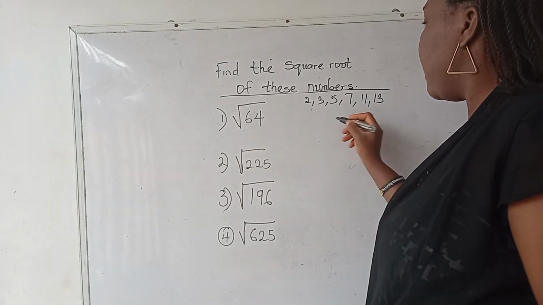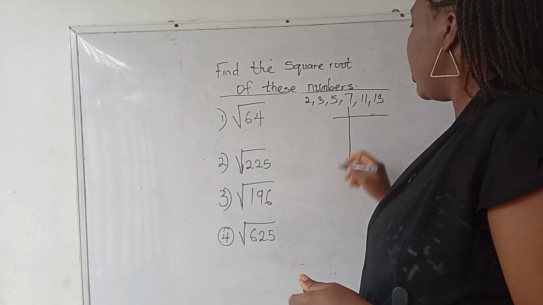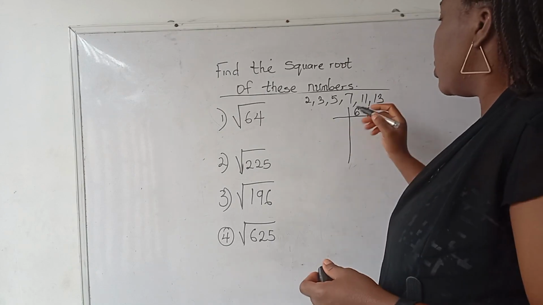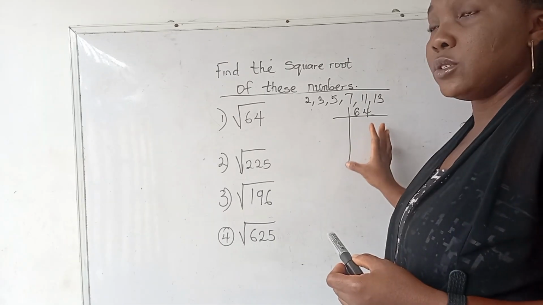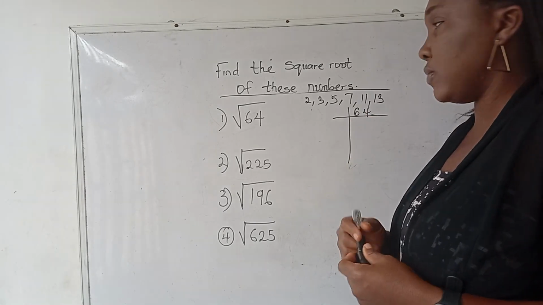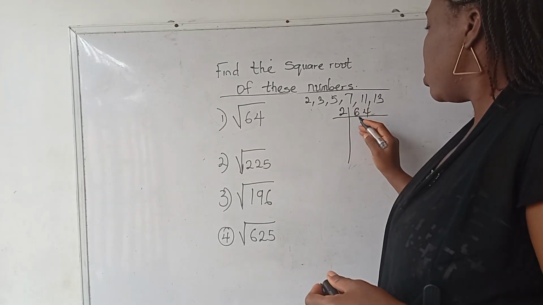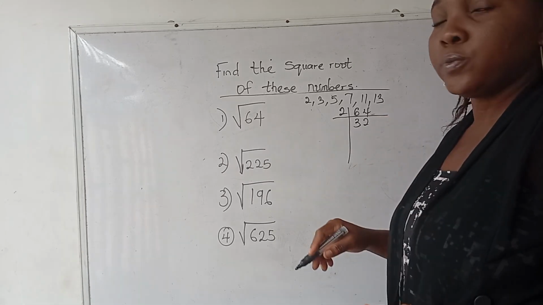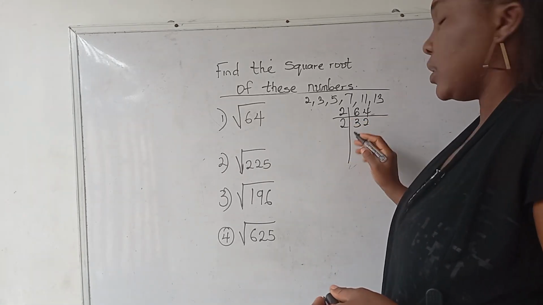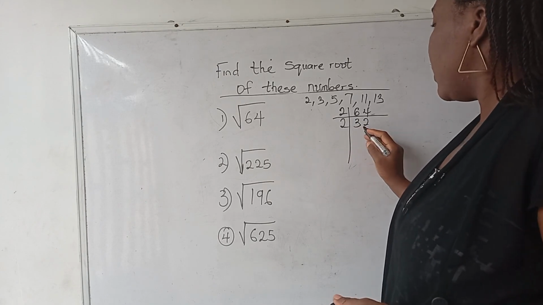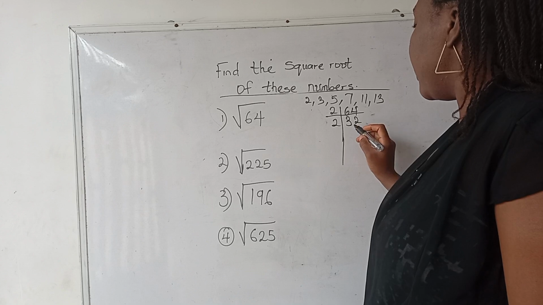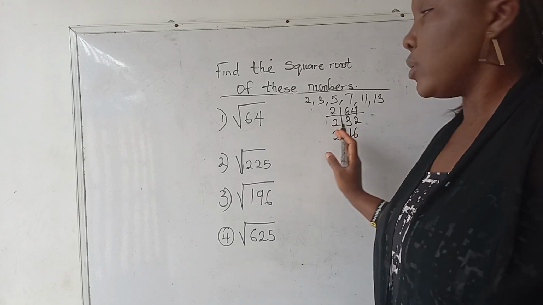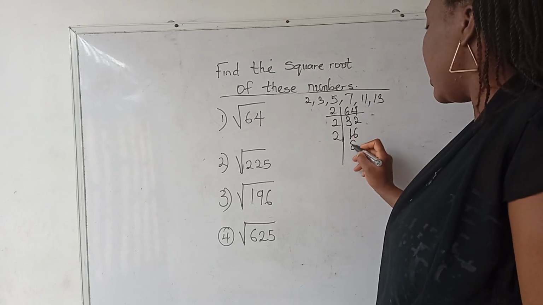So let's begin. We're going to draw a line and write 64. We're going to divide using the prime factors of 64. We're going to start with 2. 2 into 64 gives 32. Okay, so we're going to go again. We can use our 2 again. 2 into 32 gives 16, and 2 will go into 16 and we have 8.